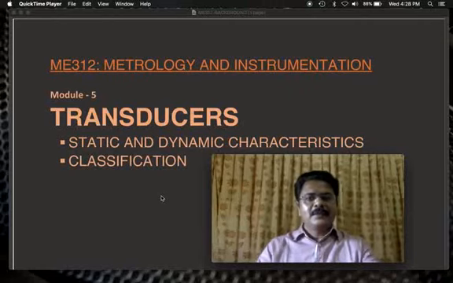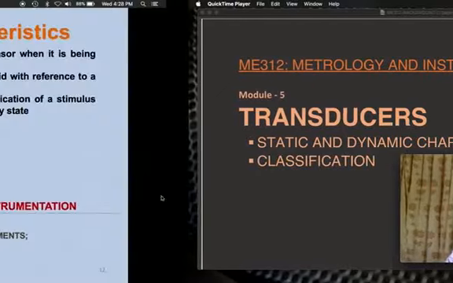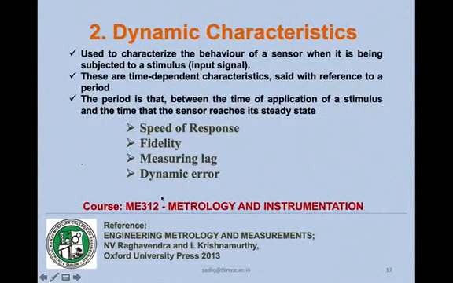Once we are comfortable with static characteristics of sensors, let us go into dynamic characteristics of sensors or transducers. Dynamic characteristics, as we have seen, are used to characterize the behavior of a sensor when it is being subjected to a stimulus or input signal. These are time-dependent characteristics set with reference to a period. That means the period is that between the time of application of a stimulus or the input signal and the time that the sensor reaches its steady state.